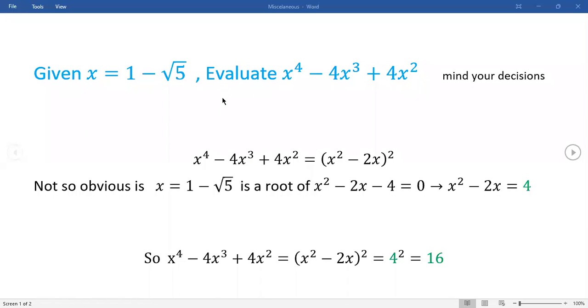Here's one of these fantastic problems from Mind Your Decisions, which was worked a completely different way in a very nice, easy to understand fashion. But I did want to show you another approach here. Most of the time, the gist of the Mind Your Decisions video was to completely factor this down. You end up with a difference of two squares, and you get something that's very easy to evaluate, rather than just substituting 1 minus root 5 in for x, where you have to expand a binomial to the fourth power, expand a binomial to the third power, and it's very error prone, as he mentioned.